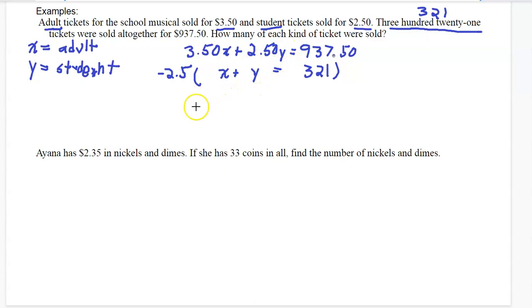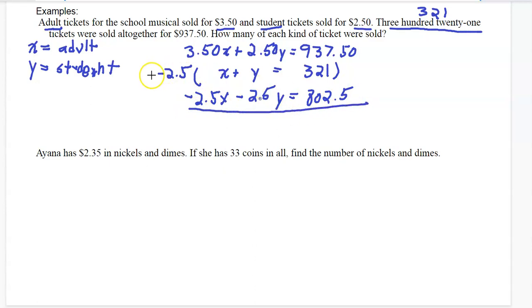Doing that gives me negative 2.5x minus 2.5y equals, well, 321 times negative 2.5 is 802.5. Okay, and I'm leaving off the zeros just for clarification. So now I don't have this equation anymore because I went ahead and multiplied everything through.